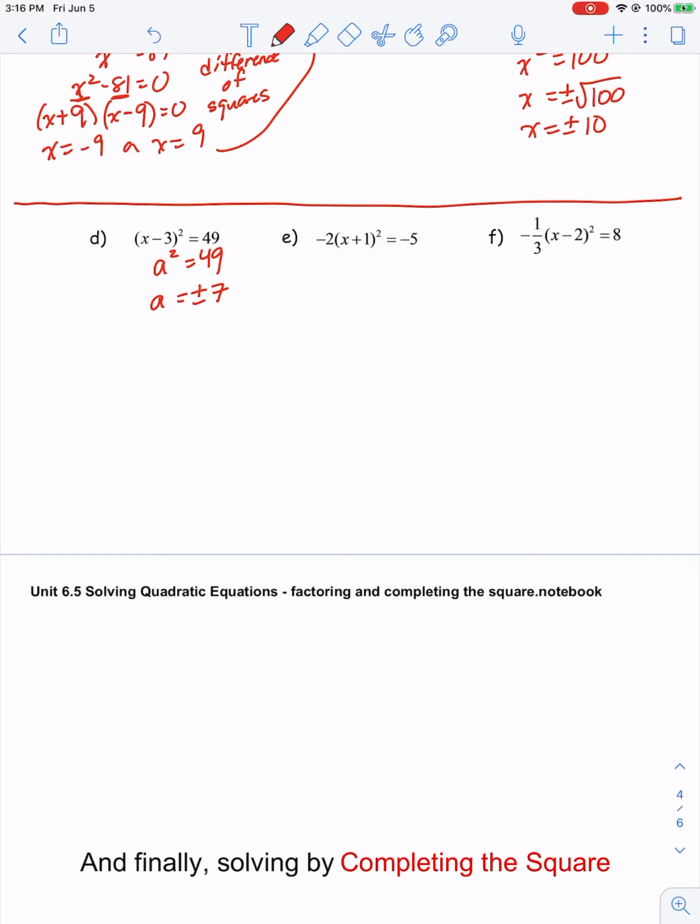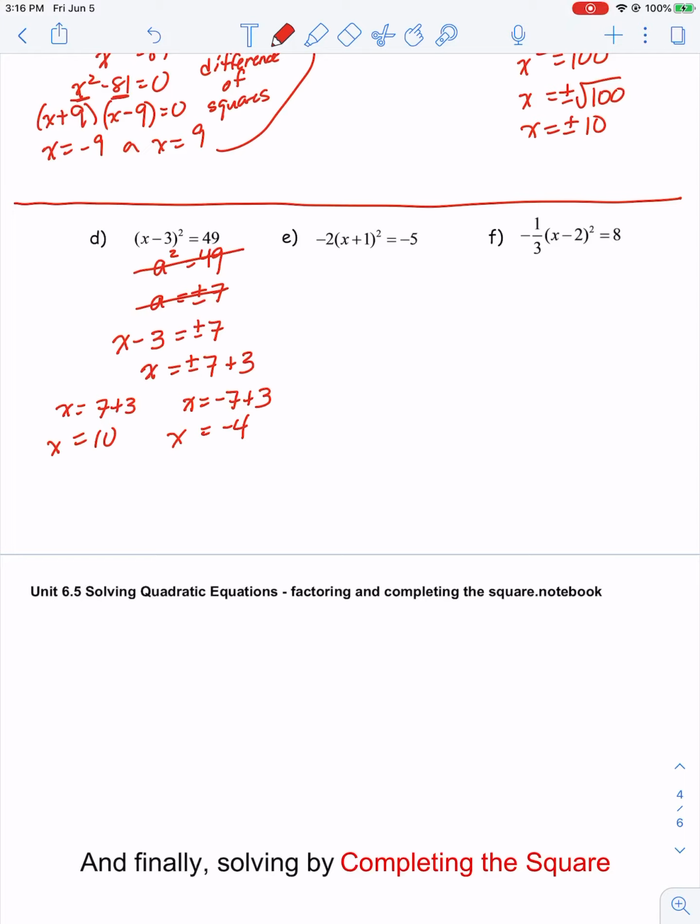So then that means, I'm just going to cross that off, but I'm going to leave it there. It means then that x - 3 = ±7. So that means that x would have to equal ±7 + 3, which gives us 2 separate answers where x = 7 + 3, which is 10, or x = -7 + 3, which equals -4.